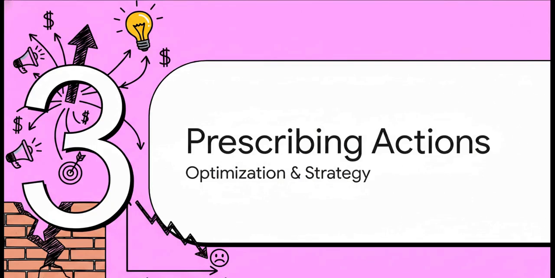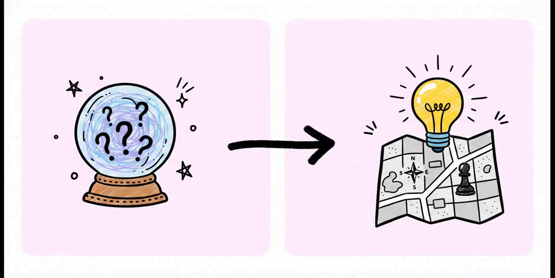Section 3. Prescribing the best action, optimization, and strategy. But the journey absolutely does not stop there. Even with all this predictive foresight, Mary hit a brand new wall. She knew a specific customer segment was likely to churn, which is great, but she still didn't know the absolute best way to spend her advertising dollars to fix the problem. And this just brilliantly illustrates the leap from predictive to prescriptive analytics. We're moving from asking what will happen to asking what exactly should I do about it.